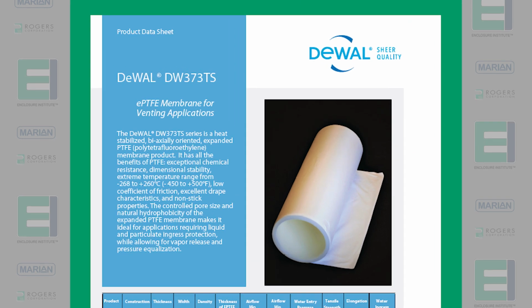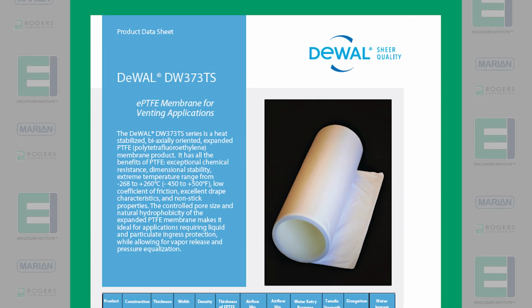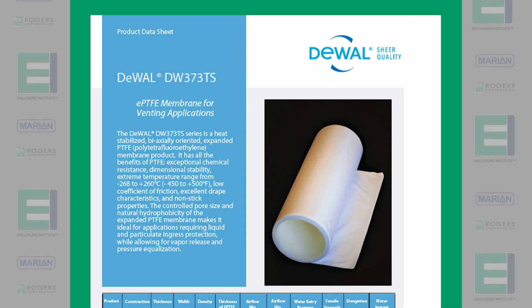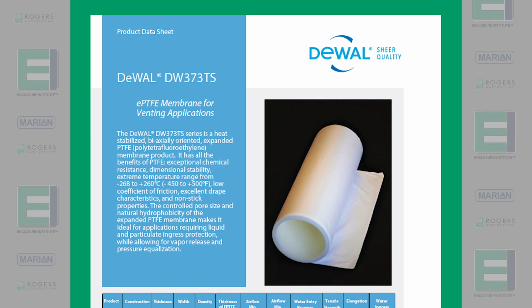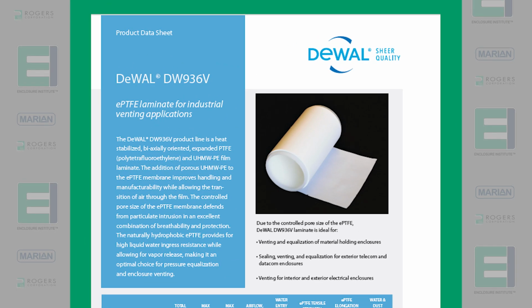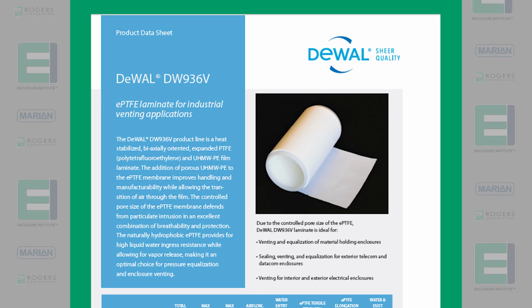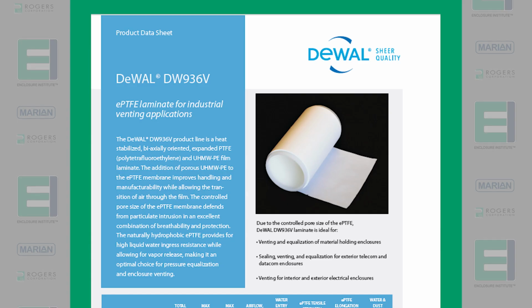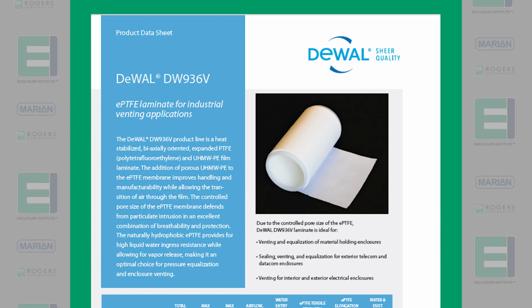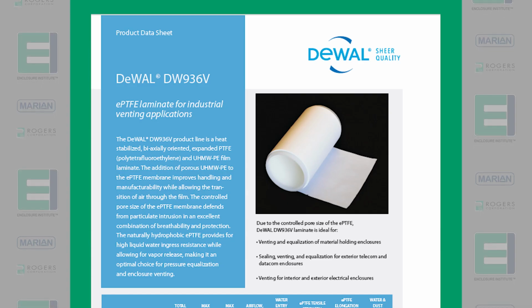Products DW373V and DW353V are ePTFE without a backer layer. Their product DW936V-06 has a backer layer of polyethylene, and their DW932V series has a polyester backer.